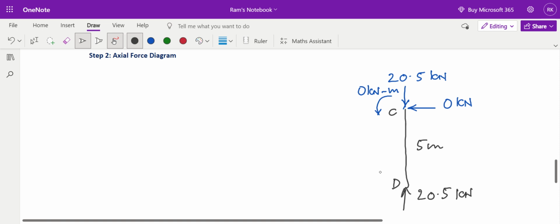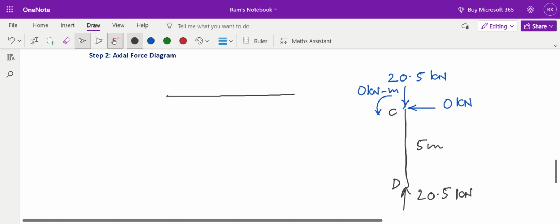Summation of forces in x direction on member CD is 0. Summation of forces in y direction on member CD is 0. And summation of moments acting on member CD is 0. So that member is in static equilibrium. Every member, every joint should be in static equilibrium. That is the basic concept of drawing the axial force diagram. So member CD is in static equilibrium. Now I have balanced member CD.